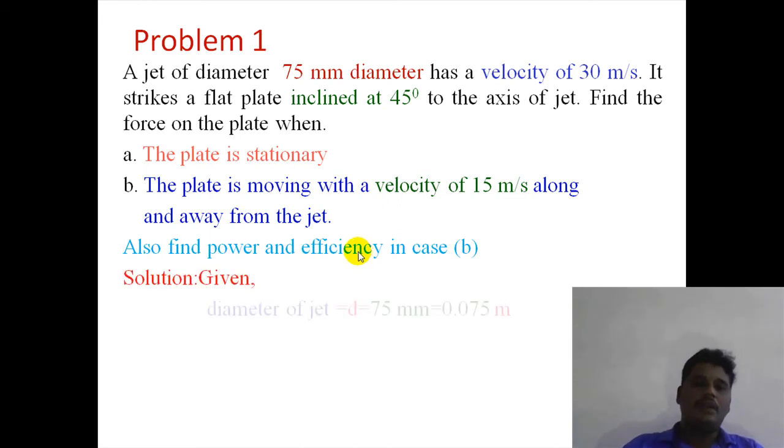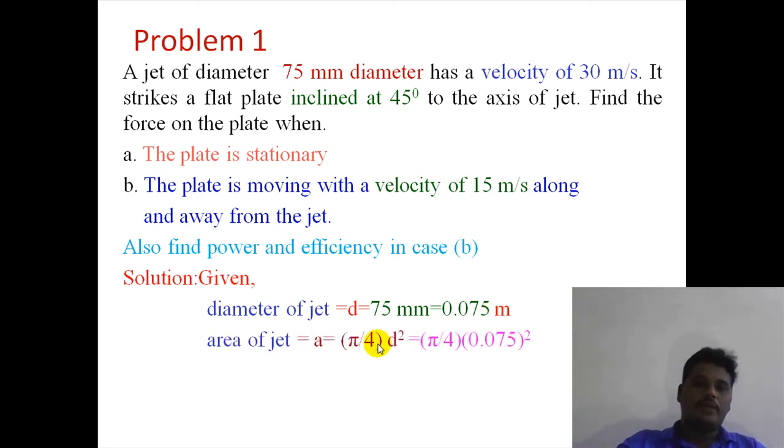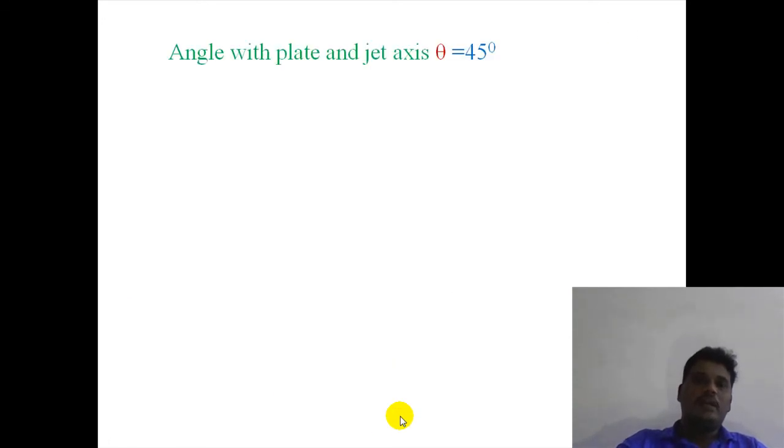The diameter of the jet is D equal to 75 mm, that is 0.075 meter. Area of jet A is equal to pi by 4 d square, pi by 4 into 0.075 square, that implies 0.004417 meter square. Velocity of jet V is equal to 30 meters per second, and the angle between the plate and the jet axis theta is given as 45 degrees.